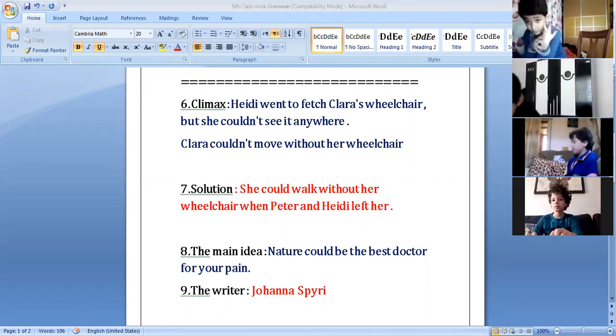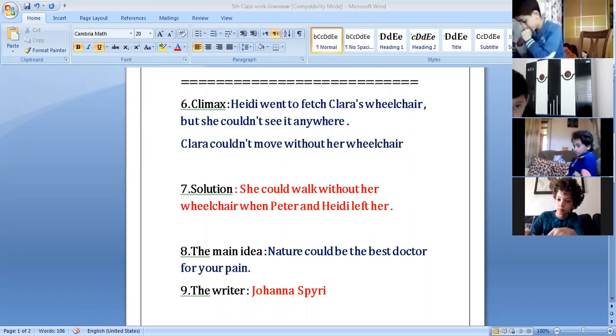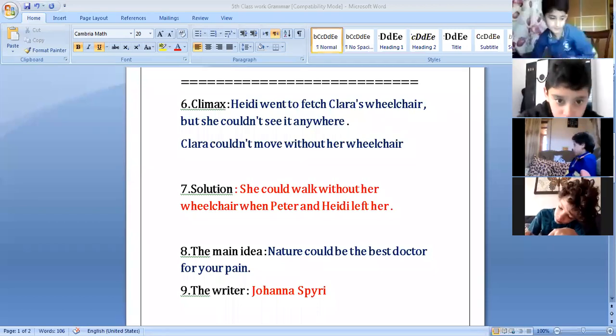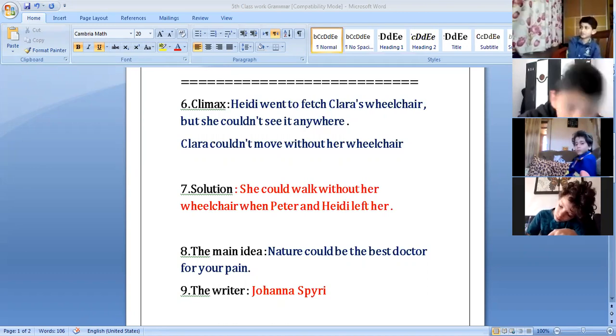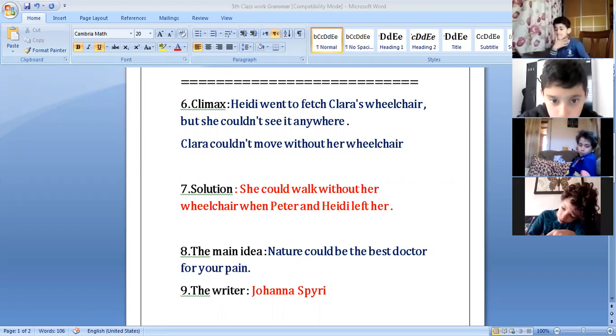The fifth request is your creativity in the main idea. The best student who gives me the best main idea will get 5 marks. The range is between 1 mark to 5 marks. Okay.